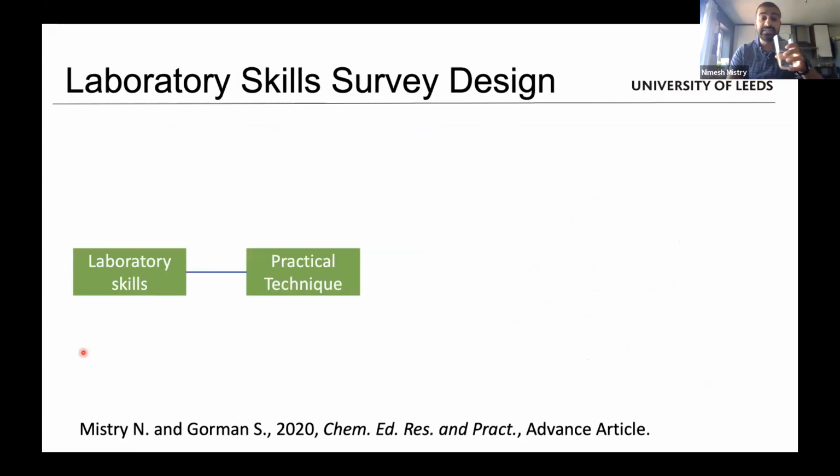Okay, so here's the example of designing a survey to think about how items come together and how they can come together to form factors and learning constructs.